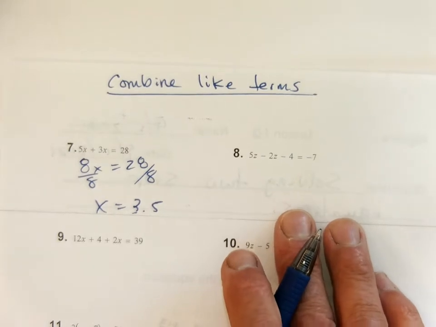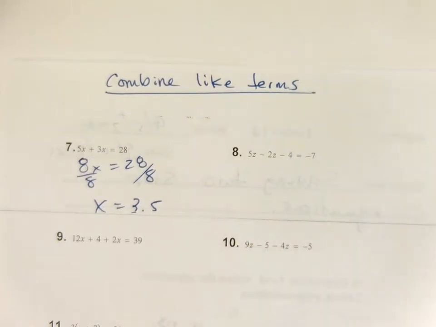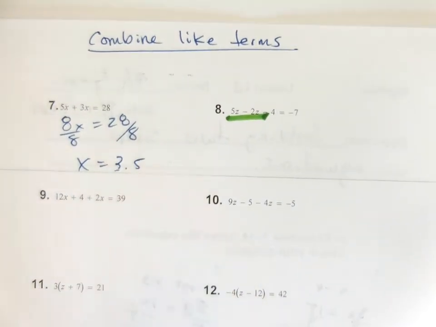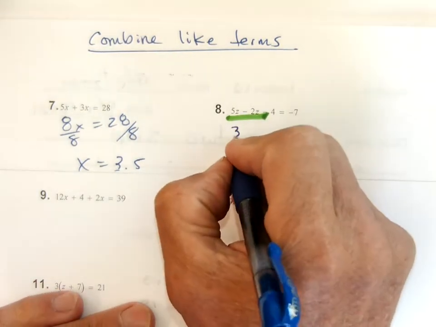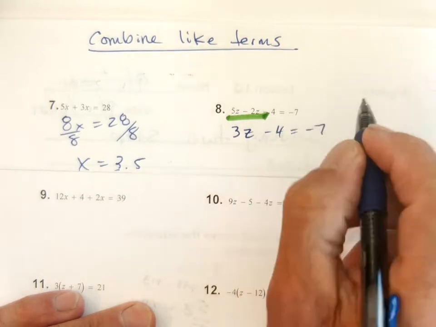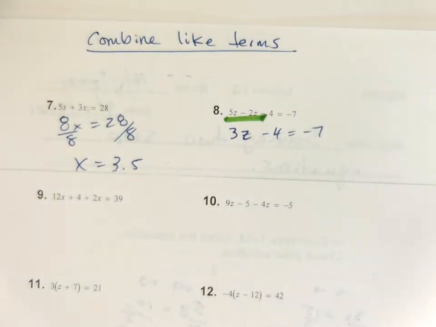Okay, 8. Combine like terms. So I'm going to put the z's together. 5z minus 2z is 3z. Let's do that first. Right? And then we'll solve it.